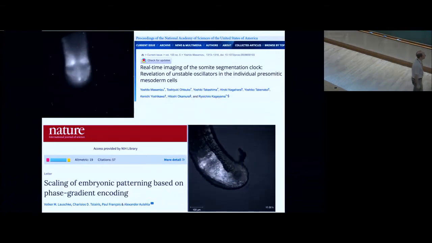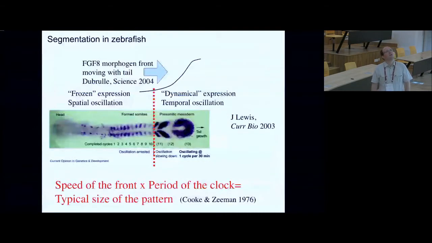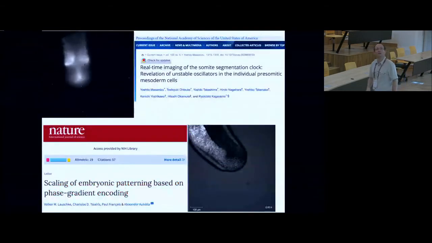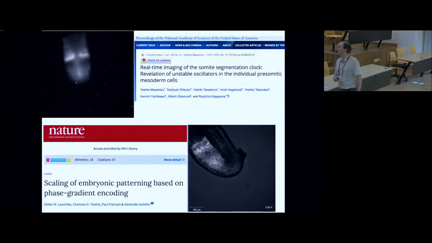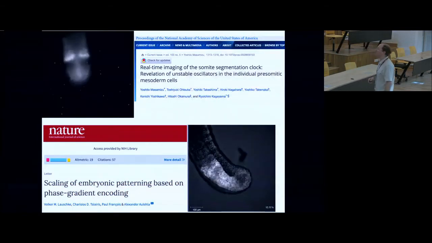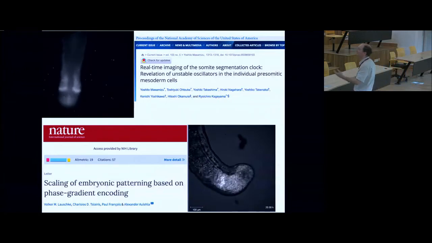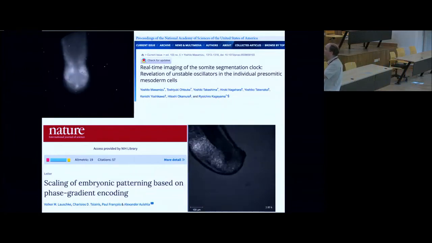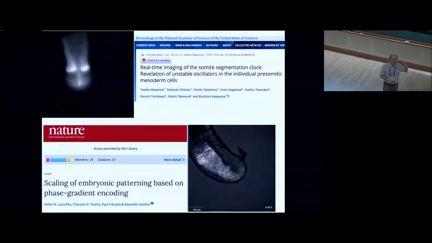No, it's GFP. Actually, it's not plain GFP, because you need to destabilize it, because GFP is too stable. So it's destabilized GFP so that you can see the oscillation. The lifetime of the GFP protein is around 2 hours.